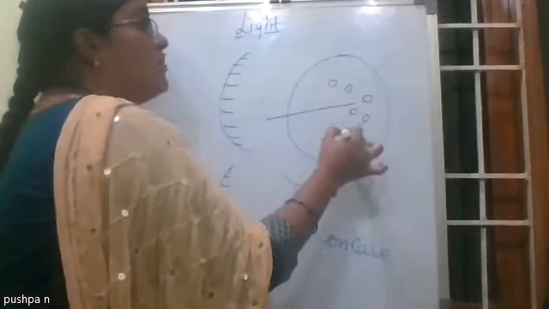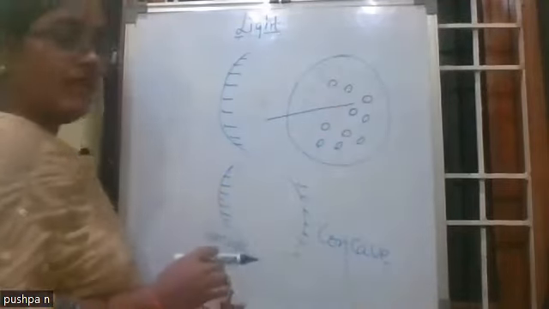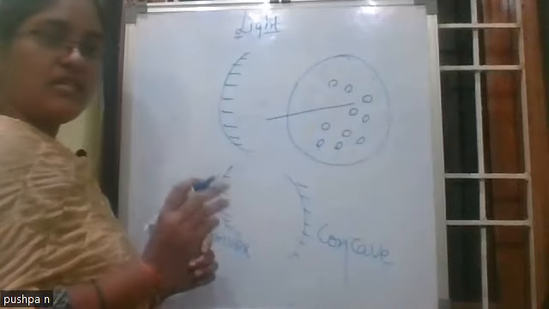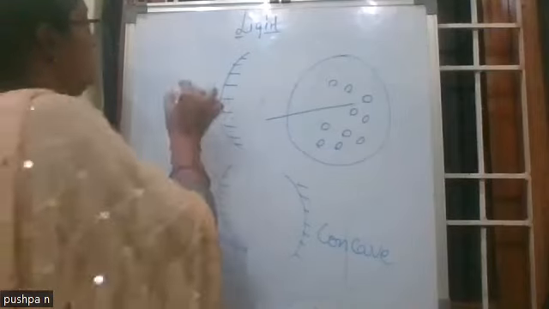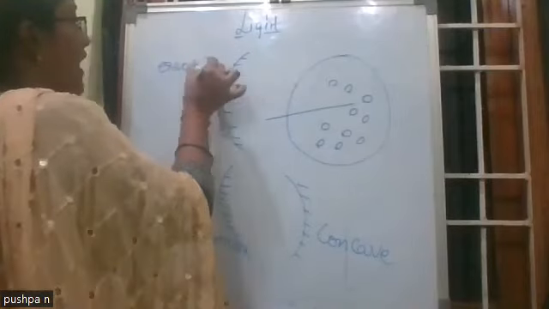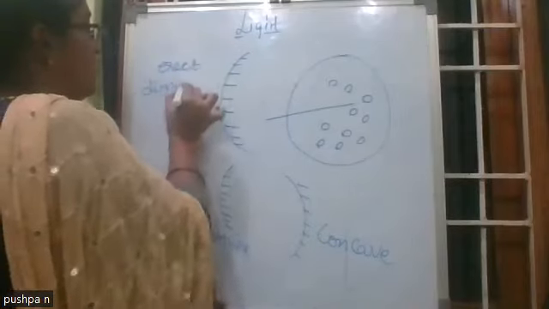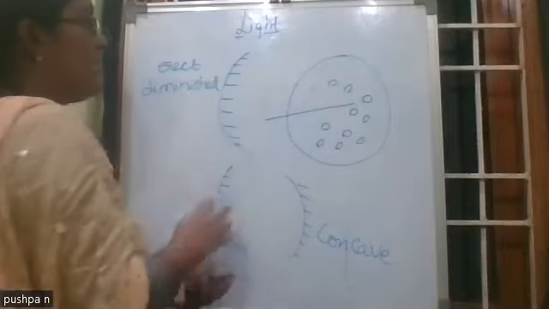Here, the object size will be diminished. If you take a convex lens, the object size will be diminished. Erect and diminished images will be formed. Erect means what?